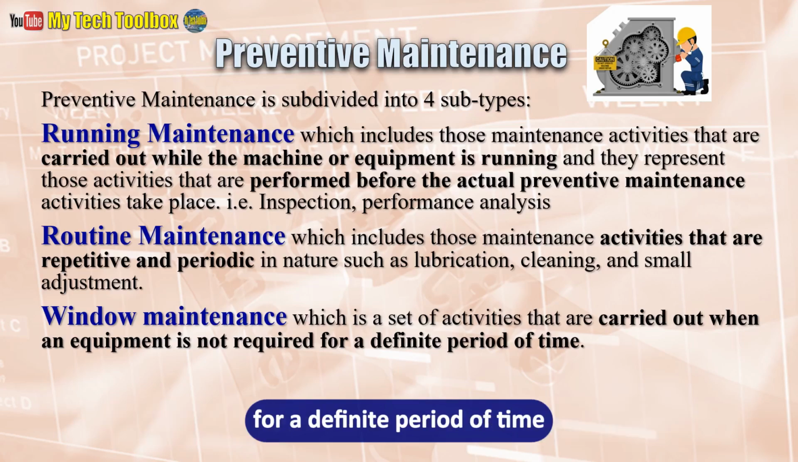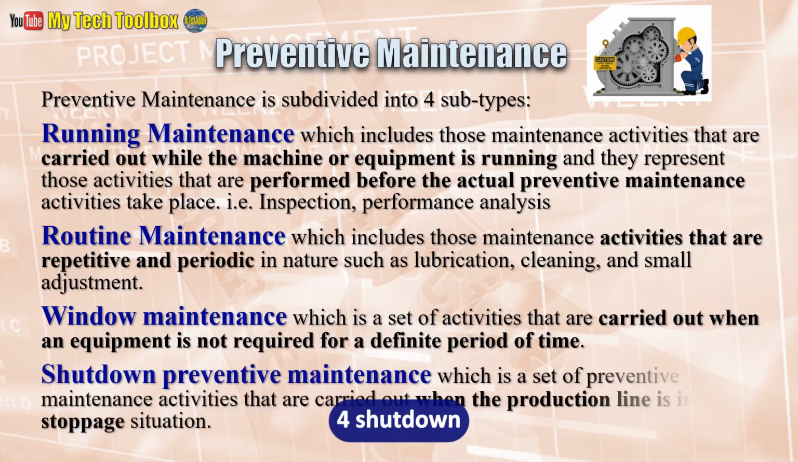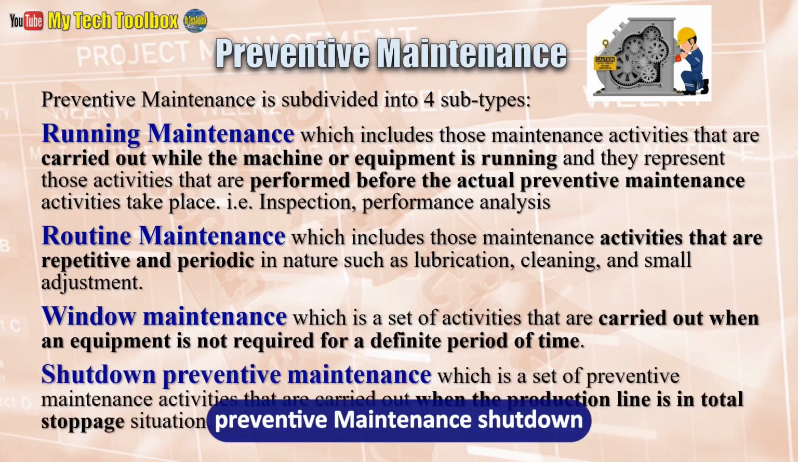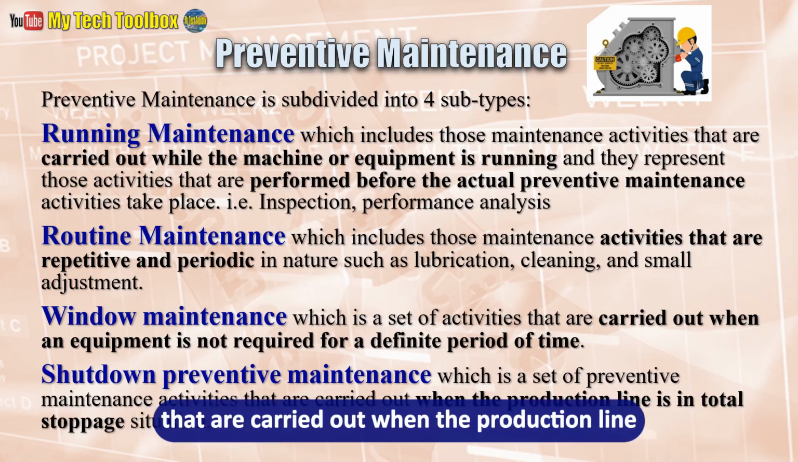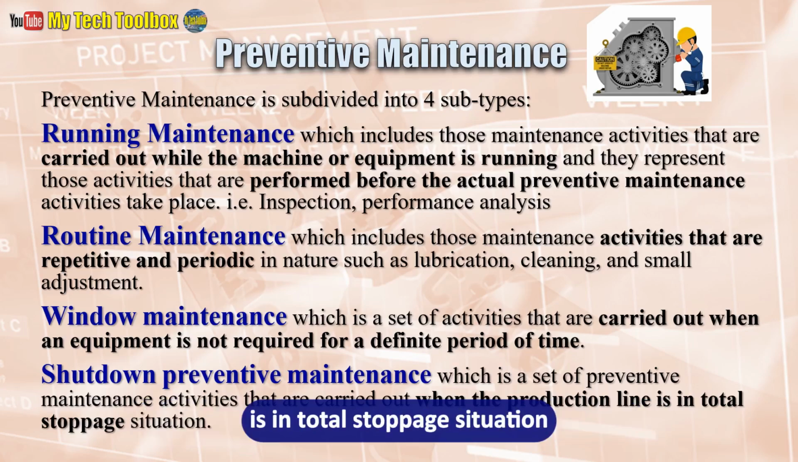3. Window maintenance. Window maintenance is a set of activities that are carried out when an equipment is not required for a definite period of time. 4. Shutdown preventive maintenance. Shutdown preventive maintenance is a set of preventive maintenance activities that are carried out when the production line is in a total stoppage situation.